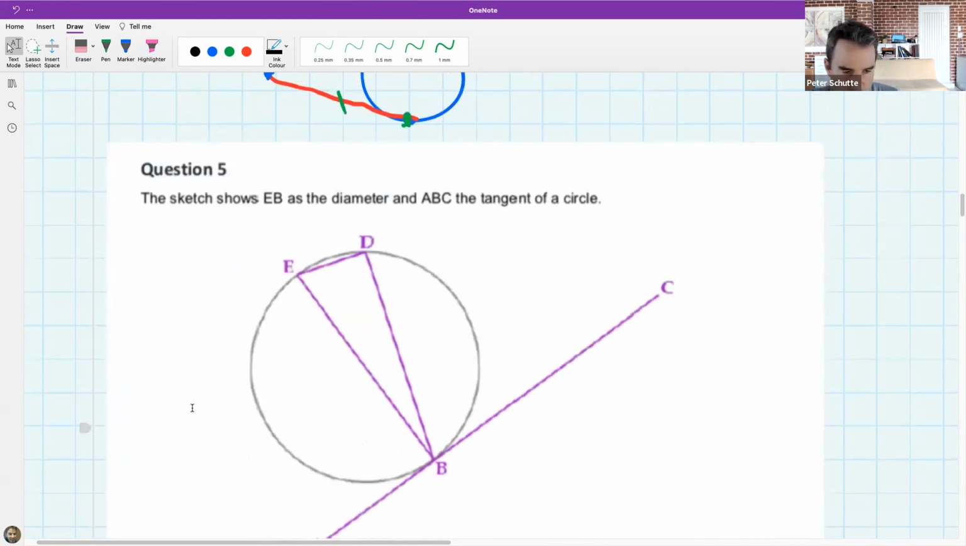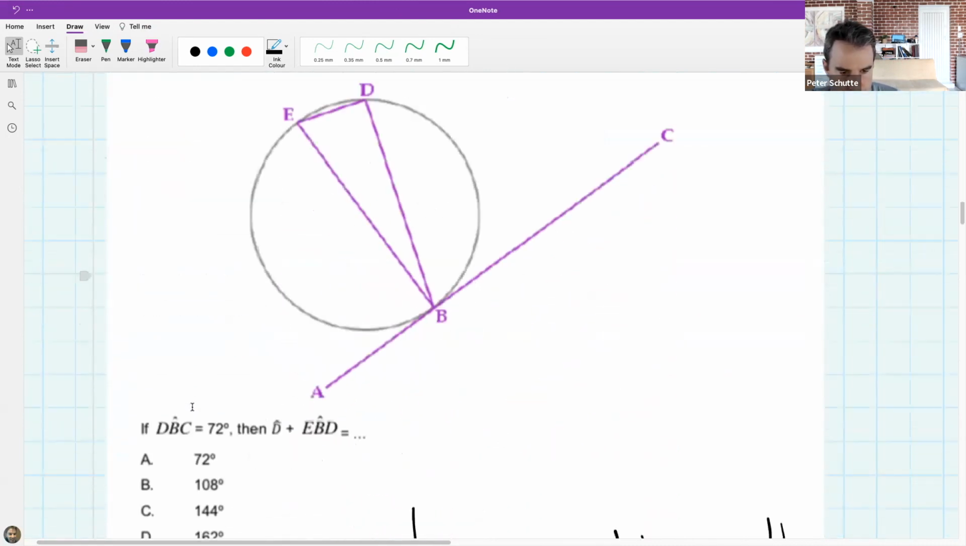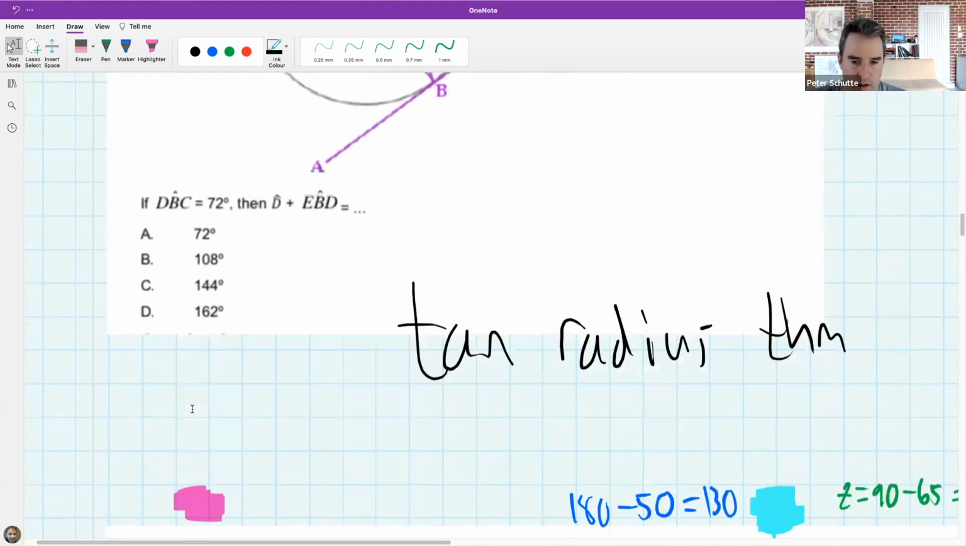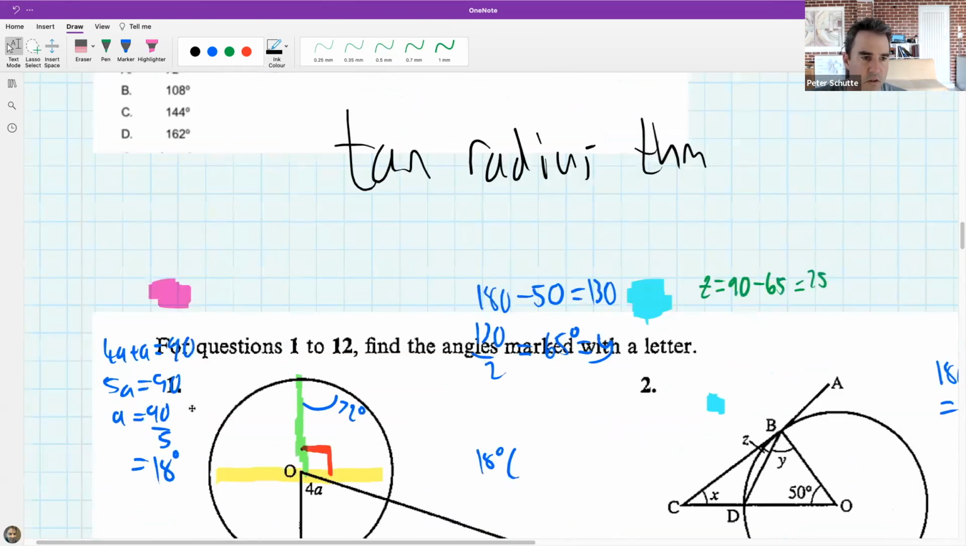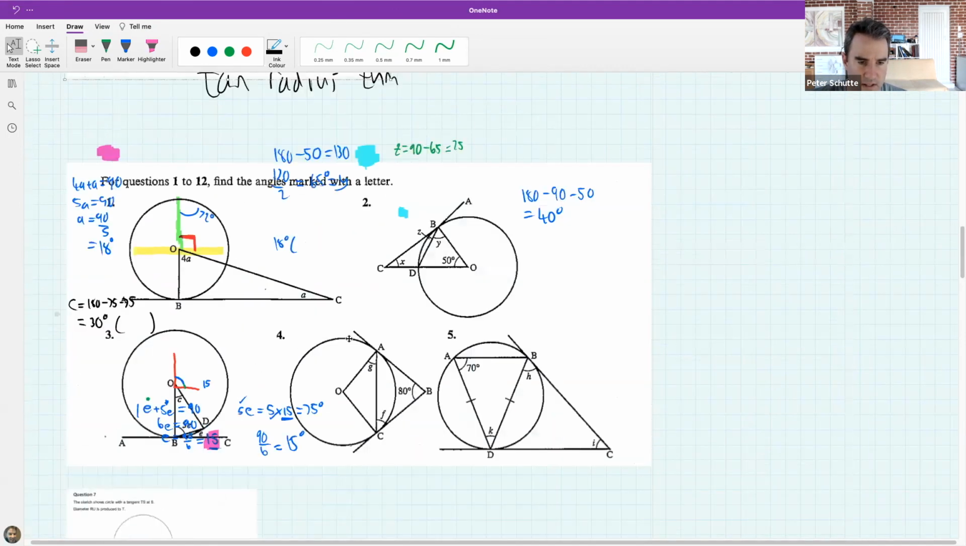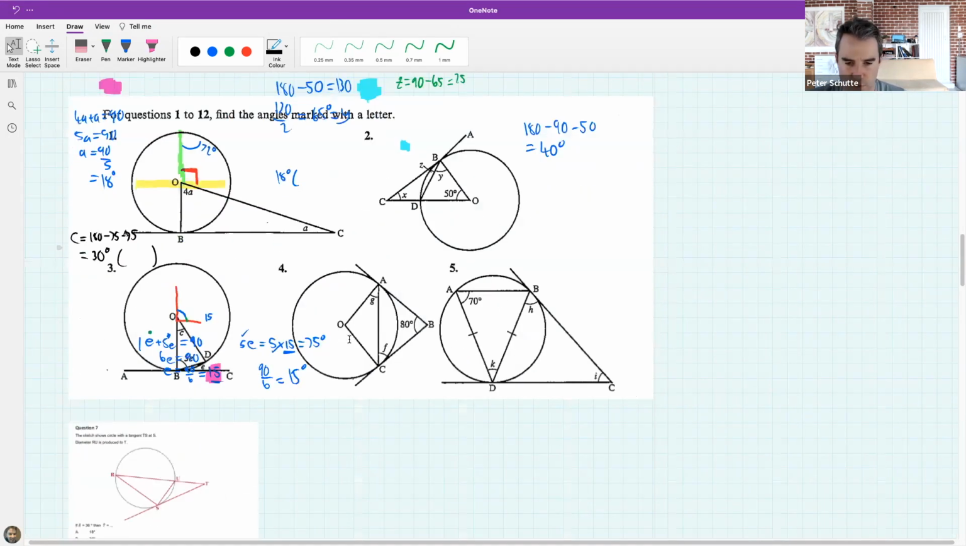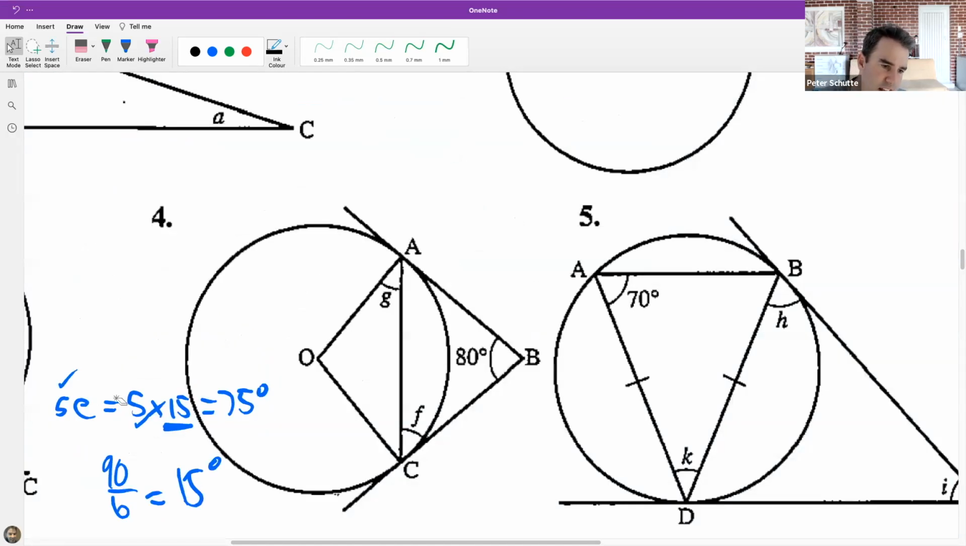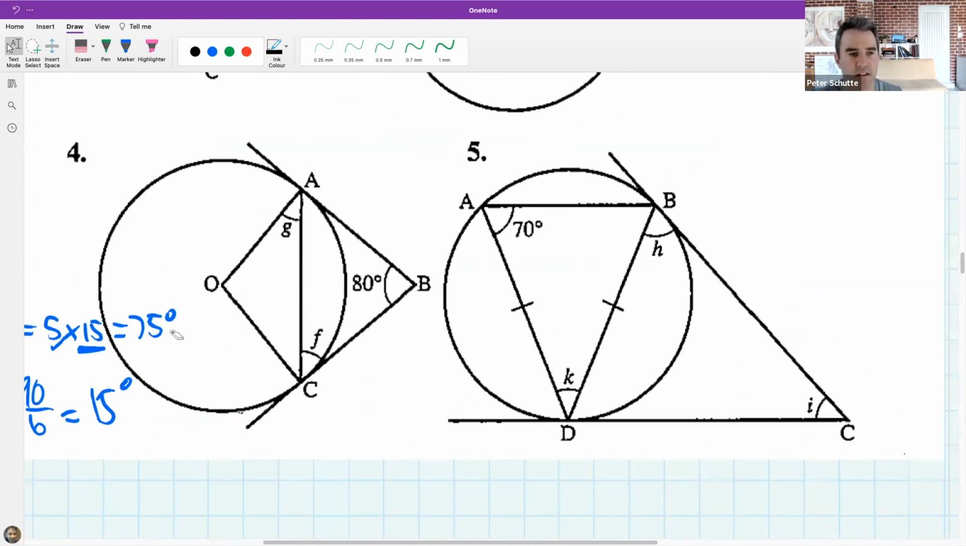So let us see an example of this. Let me see if I can zoom up for a second. Let's have a look at question 4. Question 4 and 5 even. So if I look at question 4, yeah.